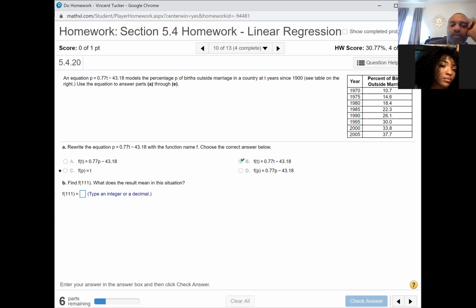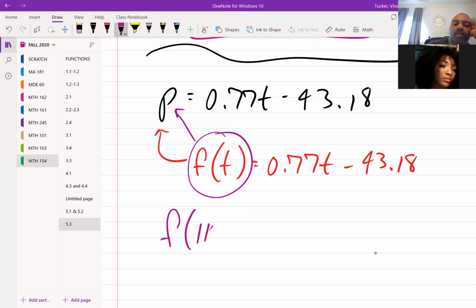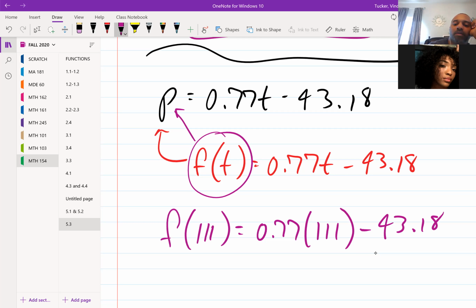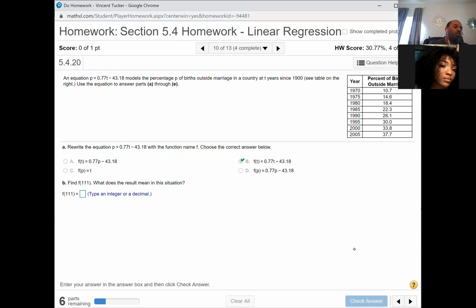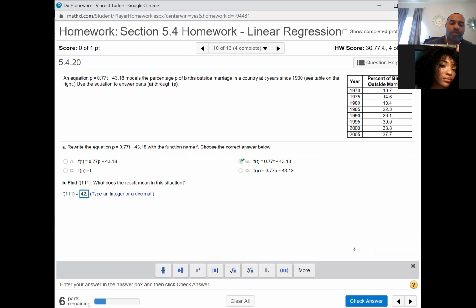And it says find f of 111. And what does that result mean? So that means you're going to take 111 and plug it into the equation. It just means you're going to go 0.77 times 111 minus 43.18. That's all that means that you're going to do. So 0.77 times 111 minus 43.18. So that's 42.29.